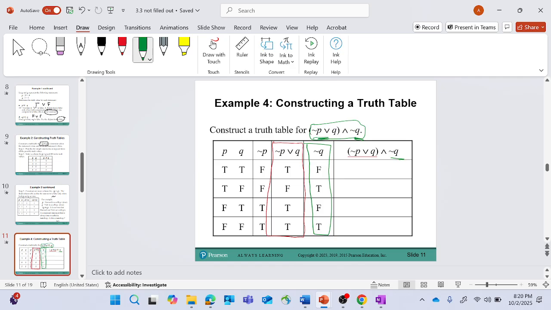Because now that we have the big parts that I want, I can put it all together. So not P and Q, or Q and not Q. I need to know when they're both true. Well, in this first column, that's true and false, so that's going to be false. The second row, I have false and true. That's still false. True and false is still false. Finally, the last one is true because they're both true.